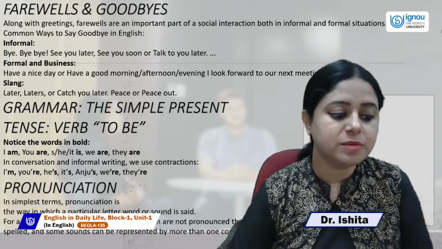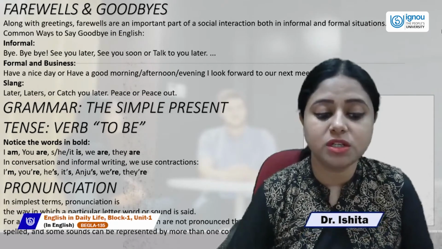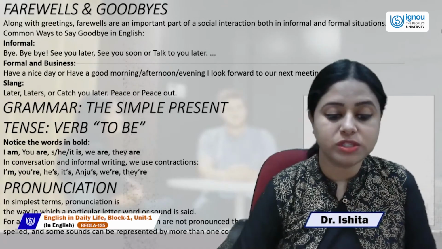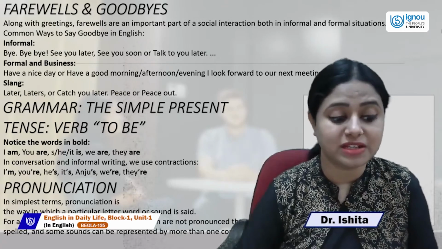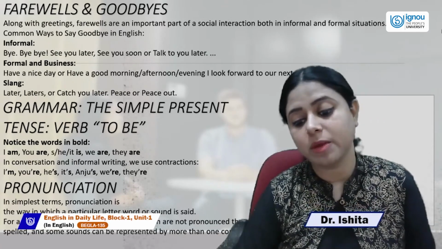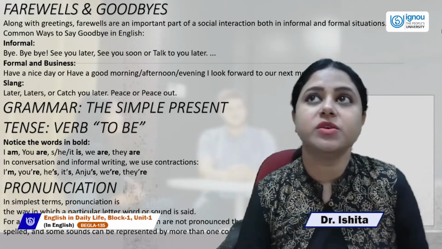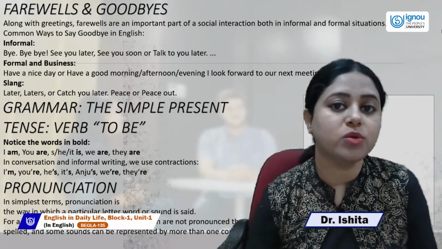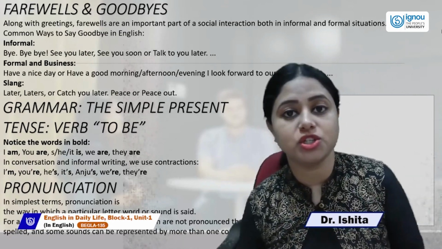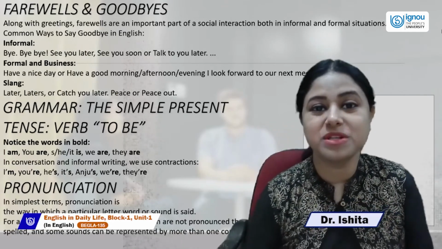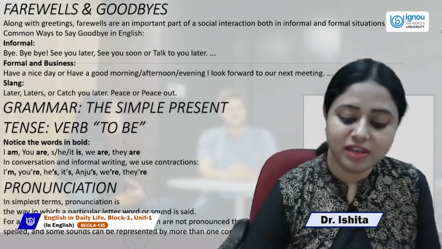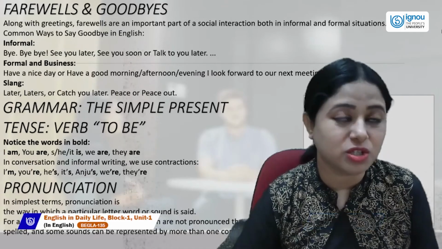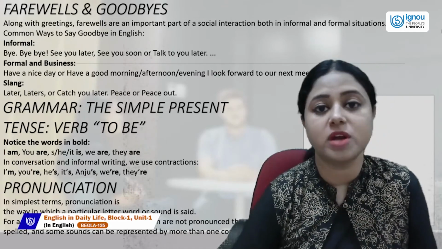Now, pronunciation. In simplest terms, pronunciation is the way in which a particular letter, word, or sound is said. For a variety of reasons, many words in English are not pronounced the way they are spelled, and some sounds can be represented by more than one combination of letters. Hindi, for example, is a very phonetic language. How you speak is how you write, but that doesn't always happen in English, right? A very common example is put and but, right? That could happen, and that's why one needs to pay attention. One needs to stay more alert when you have to pronounce a word in English.